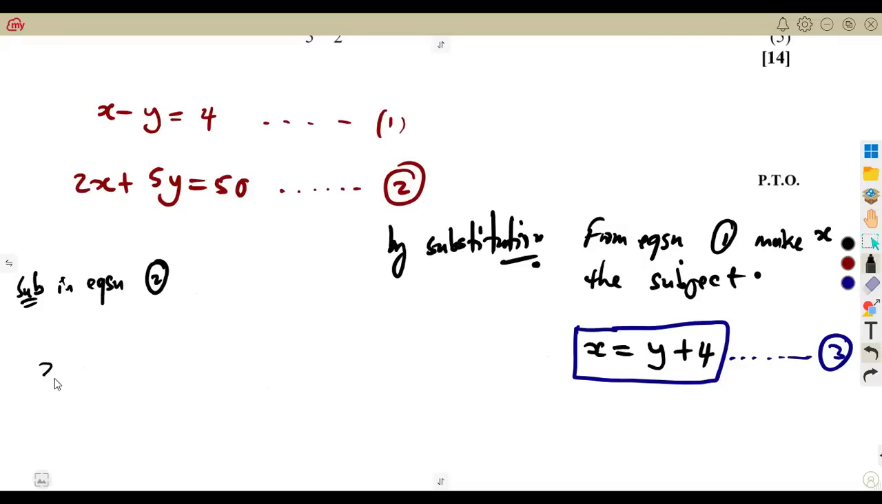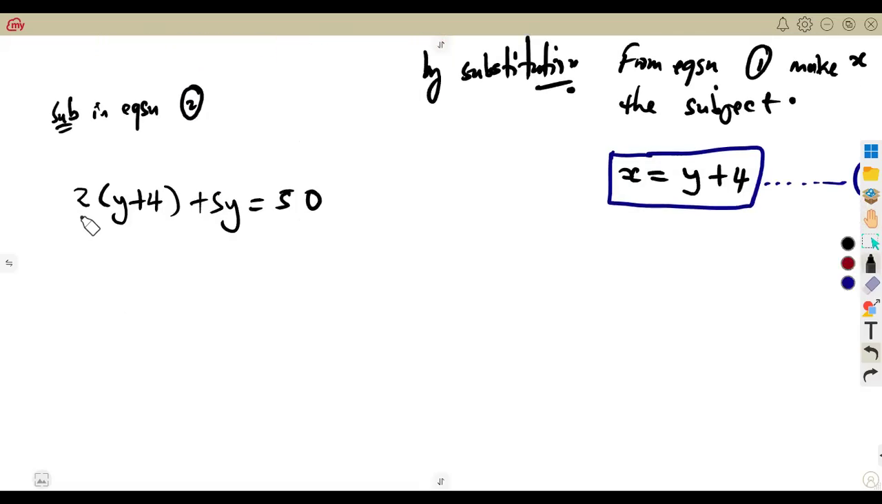In equation 2, there is 2x there. So in place of x, substitute what is representing x now. X is represented by what? y plus 4, plus the 5y that we have, is equal to 50. Let us solve. We multiply 2 times y, that's 2y, plus 2 times 4, which is 8, plus 5y is equal to 50.